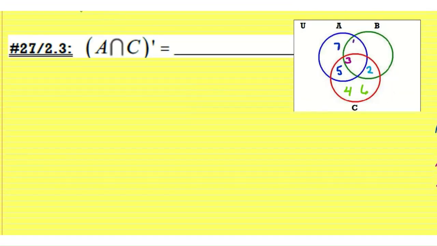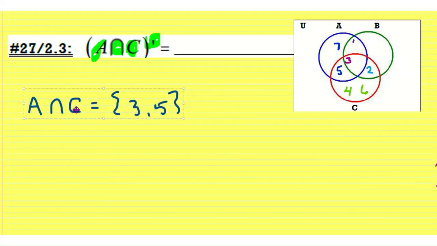Alrighty then. So here we go. This says that it wants us to find the complement, because this little apostrophe means complement or prime. So the complement of A intersected with C. So it means not the intersection of A and C. Okay, so earlier we actually found this earlier in our video. We found that the intersection of A and C was equal to the set of 3 and 5.